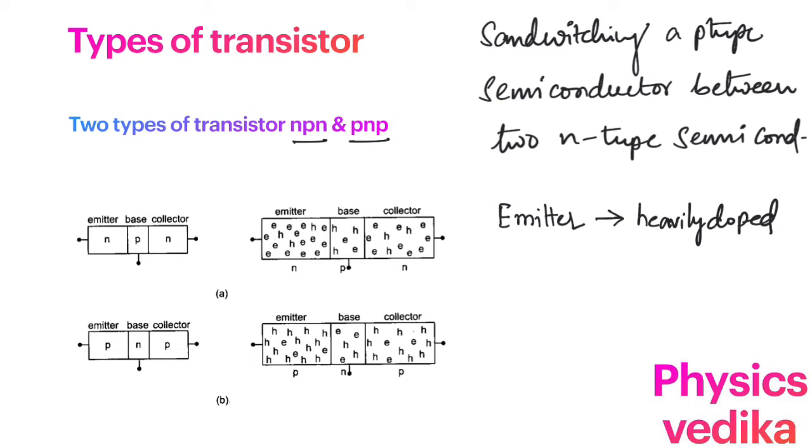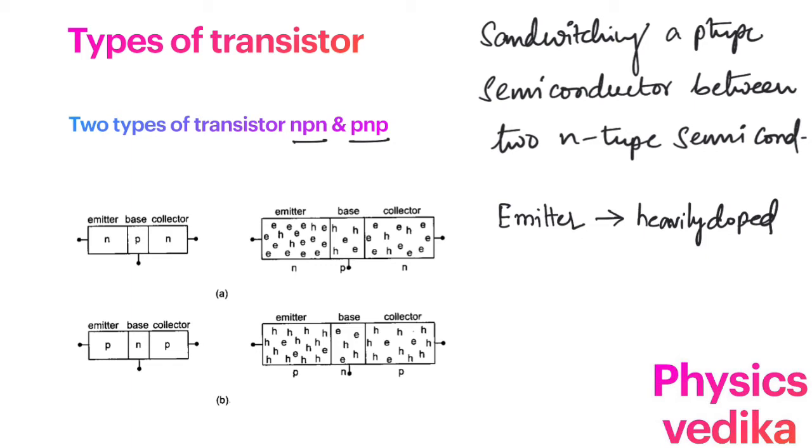Same thing, even in the PNP transistor, emitter is heavily doped. Everywhere it is heavily doped only. Why? Because it has to start the process. So in a PNP, P means positive, or we can say holes. So there are more number of holes as the majority charge carriers here. So emitter is basically the heavily doped region.